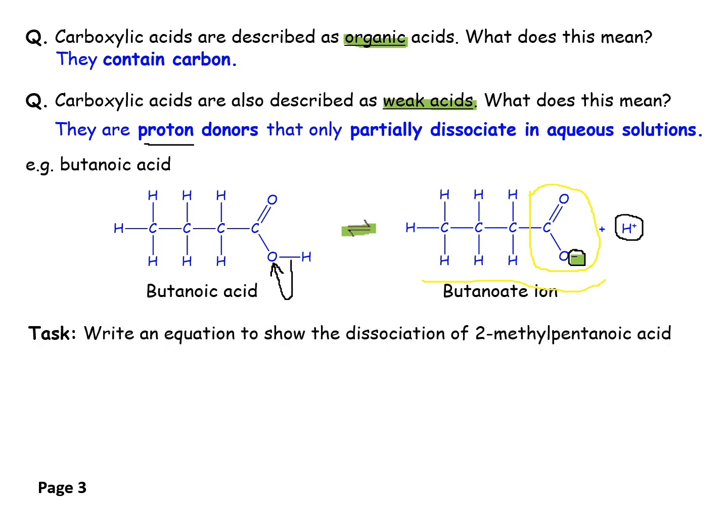Okay, so have a go now at writing an equation to show the dissociation of another one. This time we've got 2-methyl pentanoic acid, so good practice for your nomenclature. Draw out the acid and then what it would look like after that partial dissociation. Pause the video or PowerPoint and try that now.